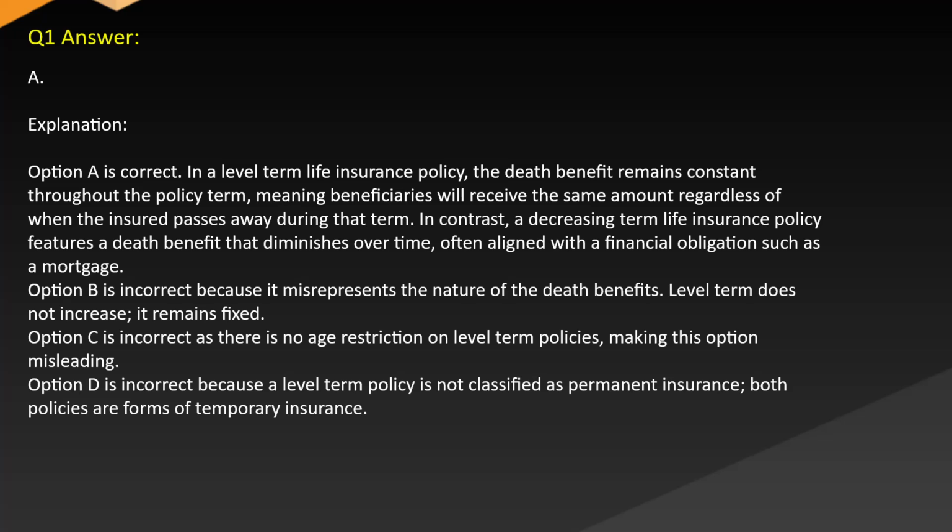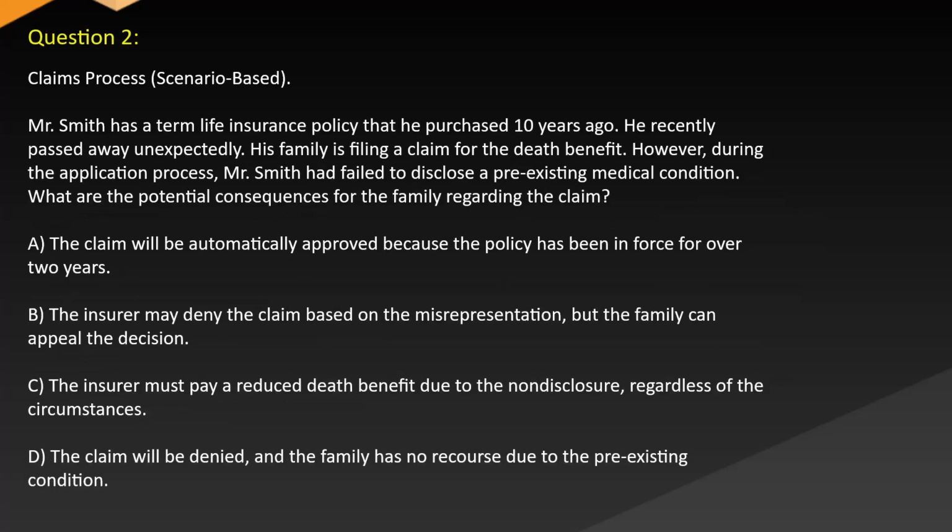Option B is incorrect because it misrepresents the nature of the death benefits. Level term does not increase, it remains fixed. Option C is incorrect as there is no age restriction on level term policies, making this option misleading. Option D is incorrect because a level term policy is not classified as permanent insurance, so both policies are forms of temporary insurance.